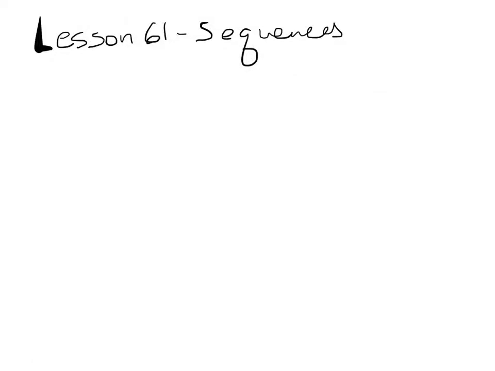Alright, 8th graders, lesson 61, sequences here. A sequence is just an ordered list of numbers, and each number is called a term. And in the sequence, there has to be a rule or pattern. Like 3, 6, 9, 12. We can see that in each case, we're adding 3.